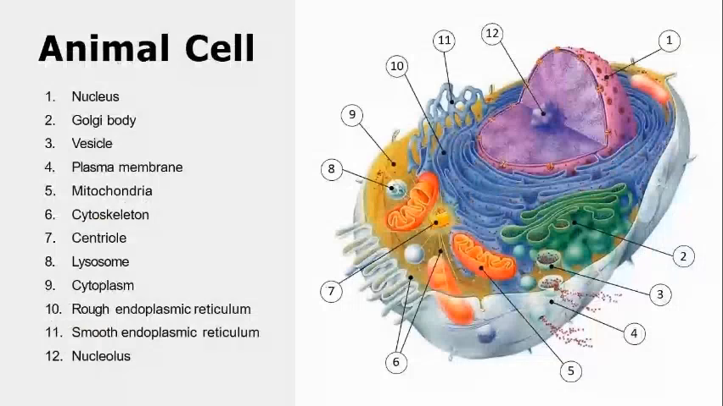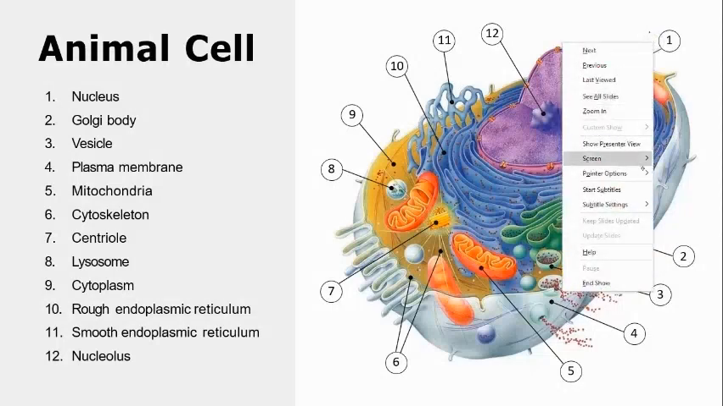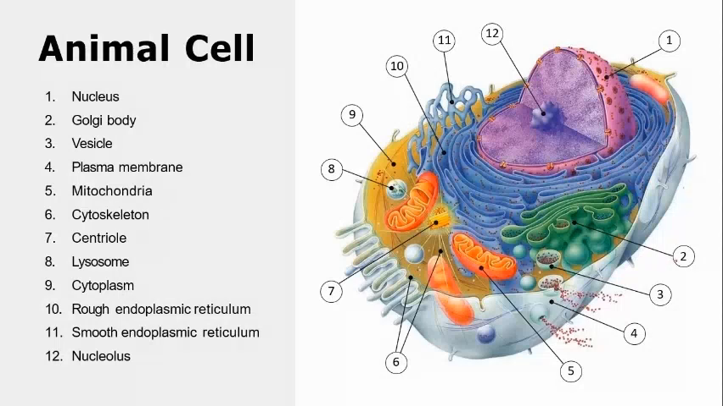So, the different parts of the animal cell. Let's have an overview. Here's the nucleus. Another one is the Golgi body. We have here the vesicle. This one is the plasma membrane. We have the mitochondria, the cytoskeleton, the centriole, the lysosome, the cytoplasm, the rough ER, the smooth ER, and the nucleolus.